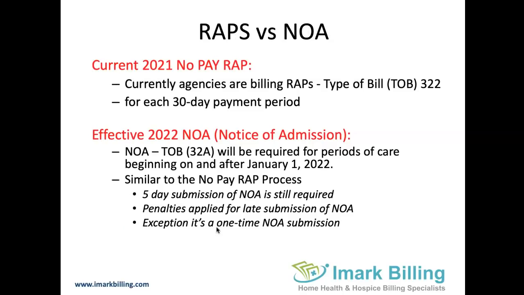Okay, so let's get into the differences and the similarities of the no-pay RAP, which is what we're currently using, versus the NOA, the Notice of Admission. So currently, agencies are billing RAPs. We're billing these RAPs every 30 days. So for every 30-day payment period, we're billing a RAP. That RAP has a type of bill 322. Okay, so that is generated in your software, the type of bill 322, and it goes on the claim. But that is currently what we're doing. We're billing a RAP every 30 days and we're not getting paid.